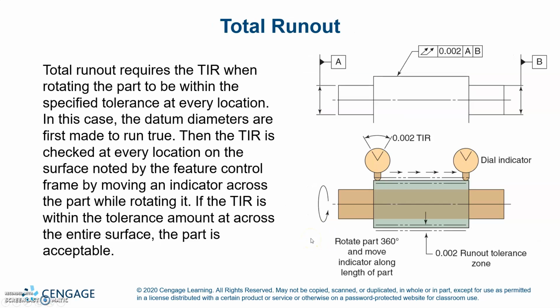Total runout. Total runout requires the TIR when rotating the part to be within the specified tolerance at every location. In this case, the datum diameters are first made to run true, then the TIR is checked at every location on the surface noted by the feature control frame, by moving the indicator across the part while rotating it. If the TIR is within the tolerance amount across the entire surface, the part is acceptable.